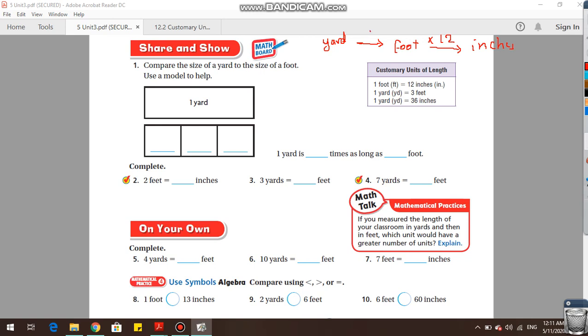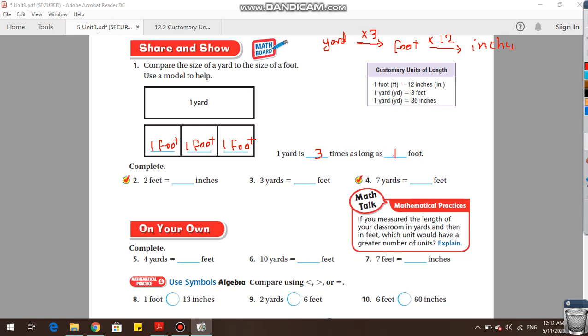Yard is 3 feet. So if I want to change from yard to foot, I'm gonna multiply by 3. So 1 yard equals 3 feet. So I have 1 foot, 1 foot, and 1 foot. So 1 yard is how many times as long as 1 foot? Yes, it's 3 times as long as 1 foot.